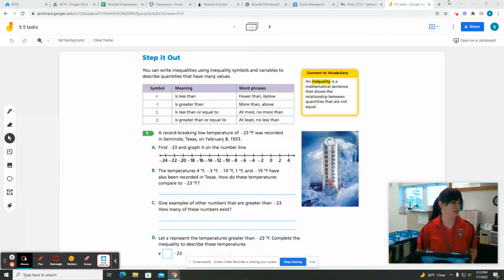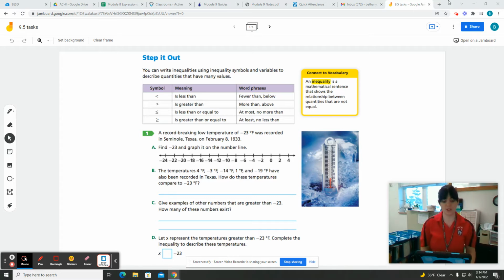Task 1 of 9.5, we are looking at inequalities. As was stated in the video notes, an inequality is a mathematical sentence that shows the relationship between quantities that are not equal. We know that an equal sign means that both sides of the equation are equal. An inequality is like when we have two sides of a problem, but one is not necessarily equal to the other one. The balance can be pushed from one side to the other.